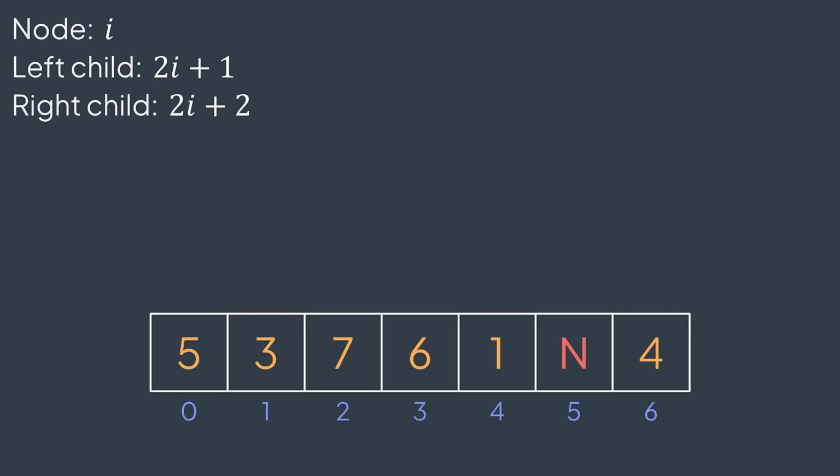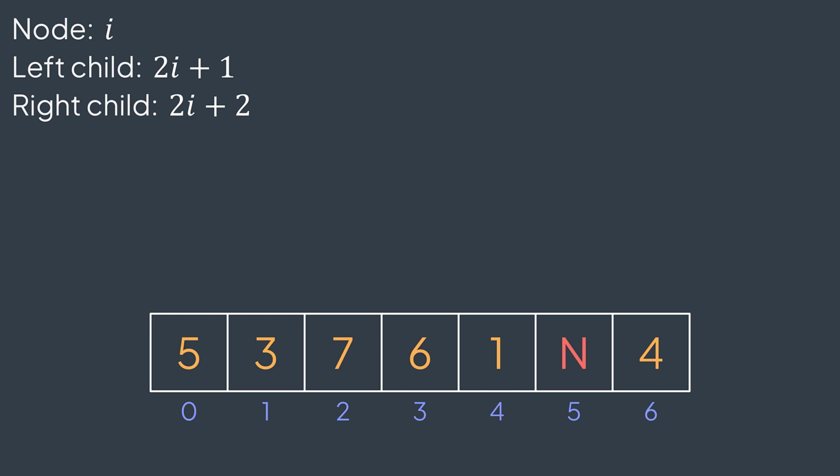Or we can use an array, where each element represents a node. And to calculate the position of left and right children, we use the index. For the node at index i, its left child is at index 2i plus 1, and its right child is at index 2i plus 2.